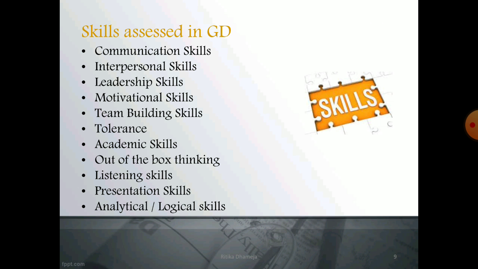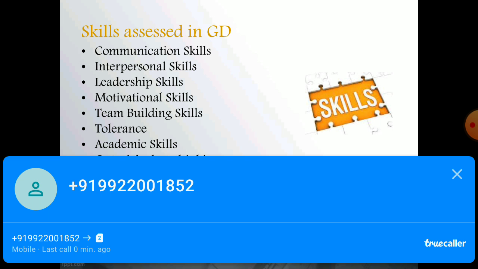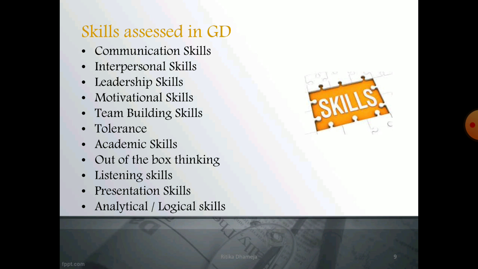Tolerance means how you tolerate each other during your presentation, during your discussion, that is also observed in this particular activity. The next one is academic skills. Whatever academic skills you have, those are also observed, those are also judged by the jury members. So whatever academic knowledge you have, whatever writing skill you have, whatever speaking skill you have, whatever drafting skill you have, those are also judged.